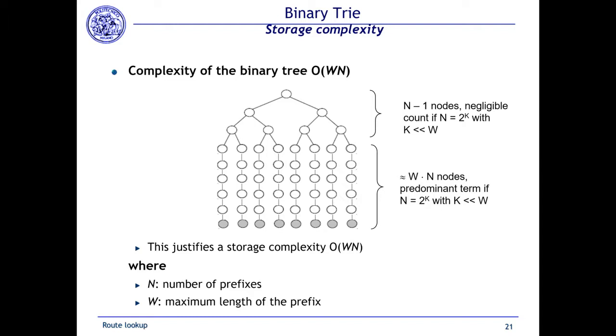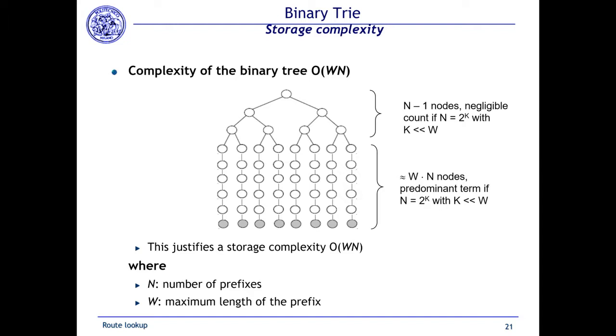Okay. Statistically, however, as we will see later on, most of the prefixes in large routers are shorter than 24 bits. It's more difficult to set up a prefix that is longer than 24. This is not used in this case, but it will be used in other implementations. So this is the basic binary trie.